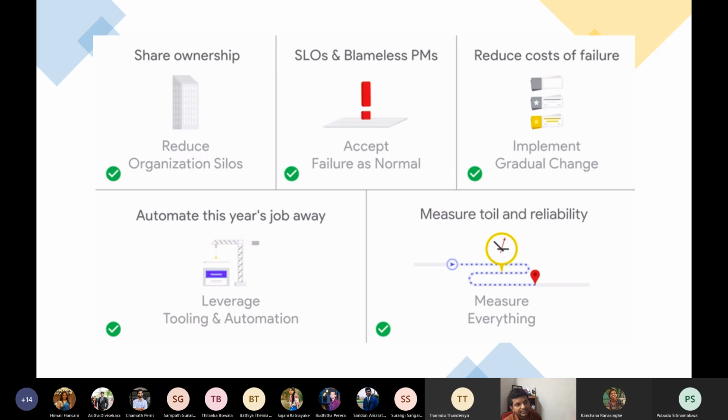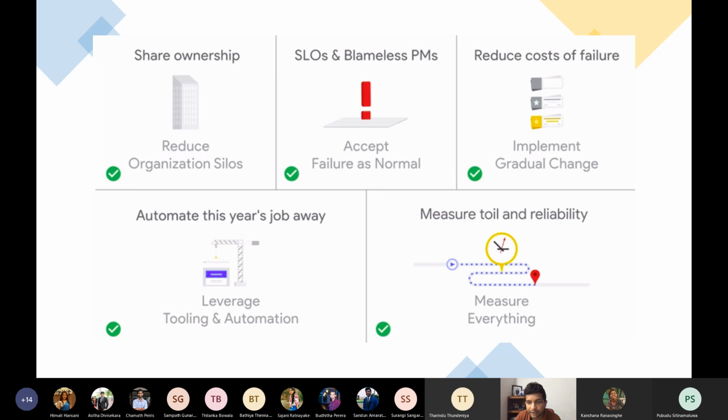Maybe we need to increase our quality gates. Maybe we need to do some more quality engineering or unit tests or things like that. So you need to understand that as an SRE, we should not have a blaming concept. We have to be very blameless in identifying problems.